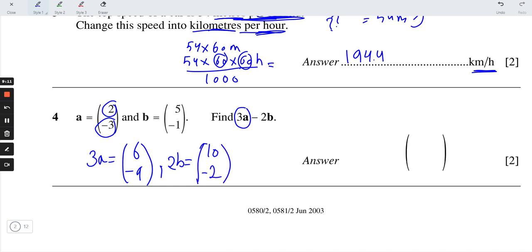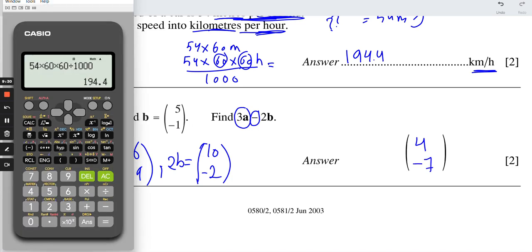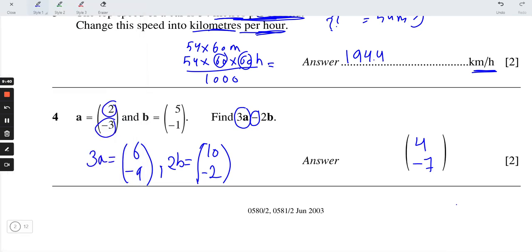Now, 6 minus 10 is 4, because here we have to subtract. So 6 minus 10 is 4, and minus 9 minus 2, it's minus 9 plus 2, which is minus 7. It's like this, minus 9 minus 2 equals minus 7, sorry. So as I said, the idea is to find out 3a, and you have to find out 2b as vectors.